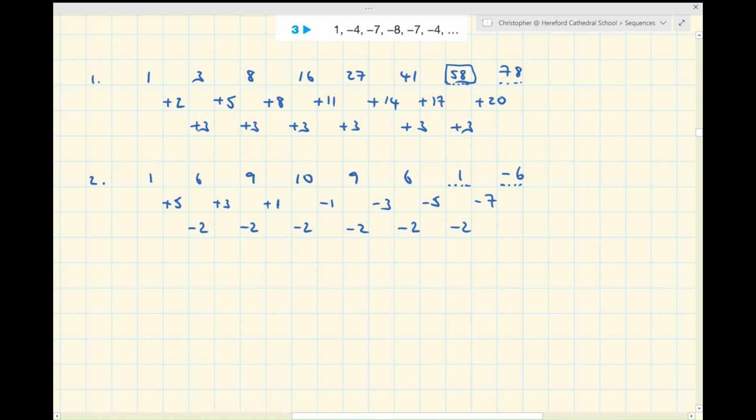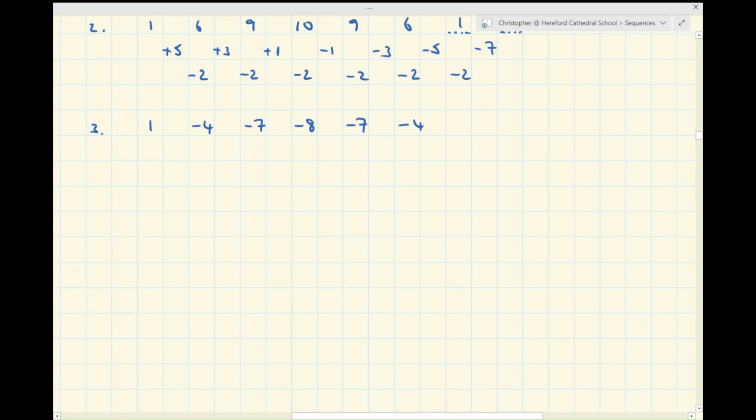All right, let's try number 3. Here's the sequence for number 3. 1, -4, -7, -8, -7, and -4. Let's start by finding the differences between those terms and then perhaps the difference of the differences. Pause the film and have a go.